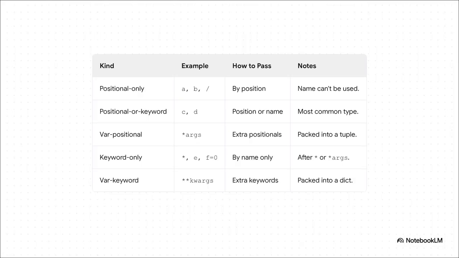This table is a great little cheat sheet. Positional-only parameters, which you mark with a slash, have to be passed just by their position. Your everyday parameters are positional or keyword. You can pass them by position or name, whatever you prefer. Args is awesome. It just collects any extra positional arguments you throw at it into a handy tuple. Then you have keyword-only parameters, which come after a star. These force the caller to use the name, which makes the code way more readable. And finally, double star kwargs does the same thing, but for keyword arguments, packing them all into a dictionary.